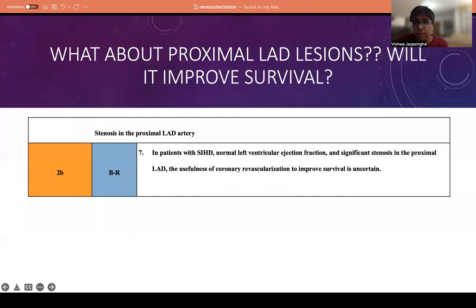So hence, what is the proximal LAD? Is it any different from any other coronary arteries? According to the new revascularization guidelines, it's a 2B recommendation. Again, they say the usefulness of revascularization to improve survival is uncertain.